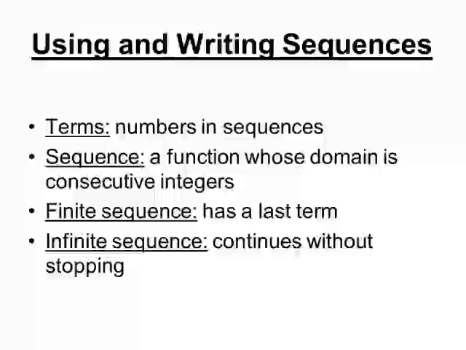And the way we create a sequence is by plugging in consecutive integers to the rule. So we start by plugging in 1, and then plug in 2, and then plug in 3, and plug in 4, and that gives us the terms of our sequence. A finite sequence is a sequence that has an end, and an infinite sequence is a sequence that goes on forever.